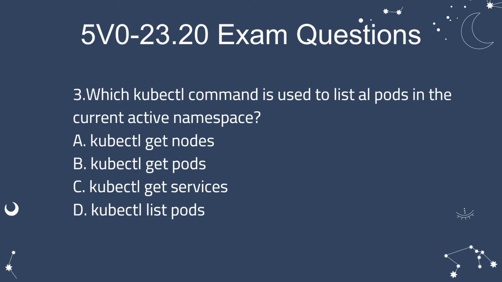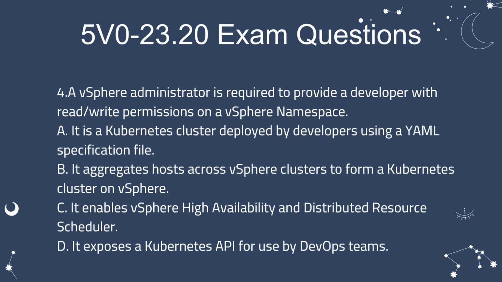3. Which kubectl command is used to list all pods in the current active namespace? A. kubectl get nodes. B. kubectl get pods. C. kubectl get services. D. kubectl list pods. 4. A vSphere administrator is required to provide a developer with read/write permissions on a vSphere namespace.